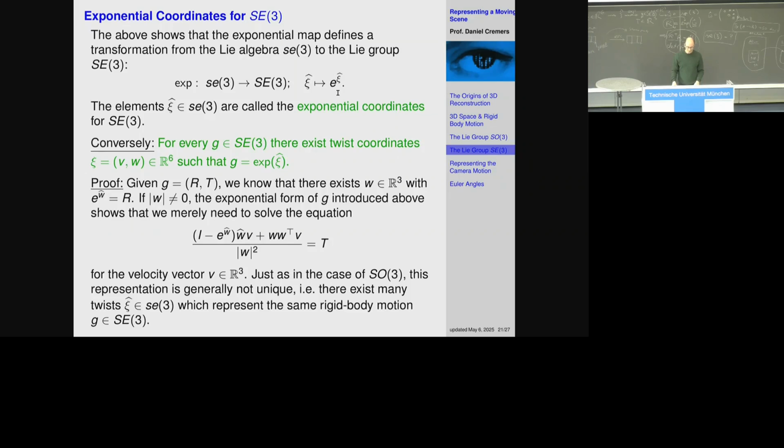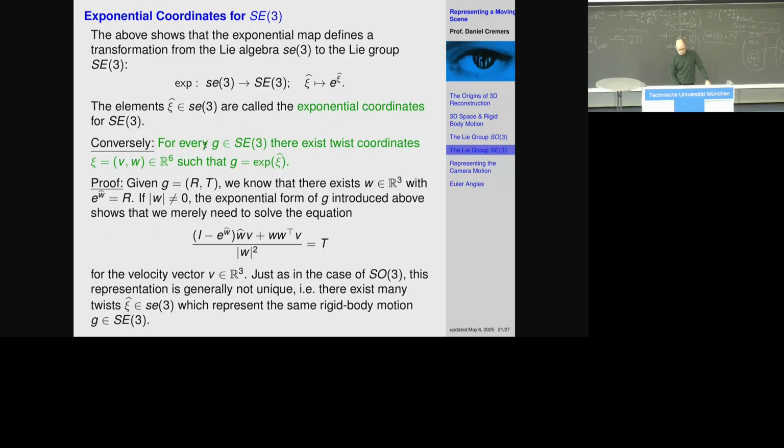That's nice. So now we can map from the Lie algebra of twist matrices to a corresponding group element, a rigid body motion. And the question is, can we also invert this again? Can we go back? Do we have a logarithm? And indeed we have.